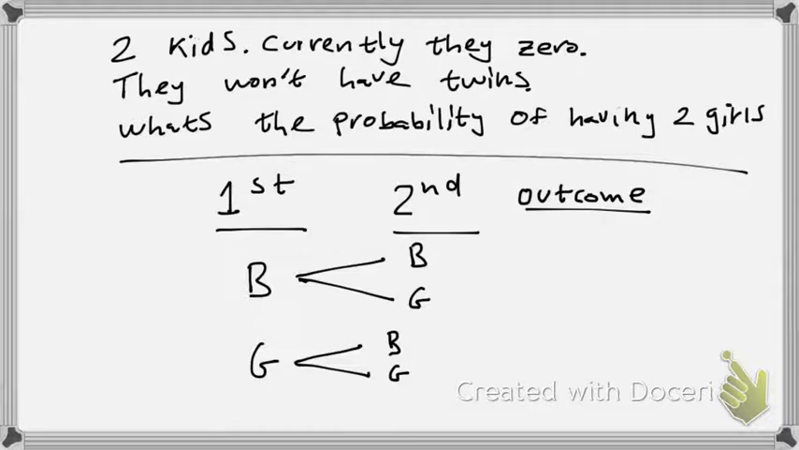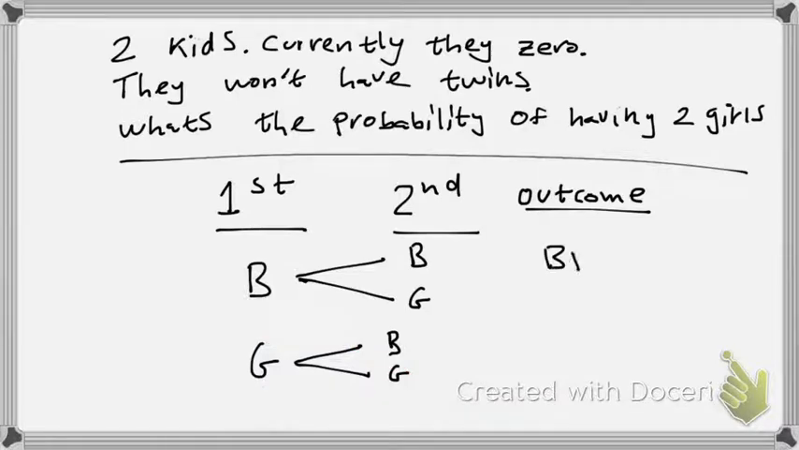The way we can see how many possible outcomes there are is to look at this. This is one outcome: they have a boy first and then a boy again. Or they can have a boy first and then a girl. Or they can have a girl first and then a boy, that's the third outcome. The last outcome is if they have a girl and then a girl. So under outcomes we'll list that out.